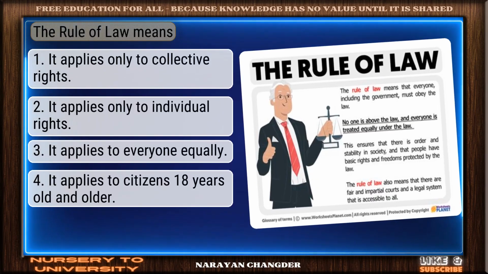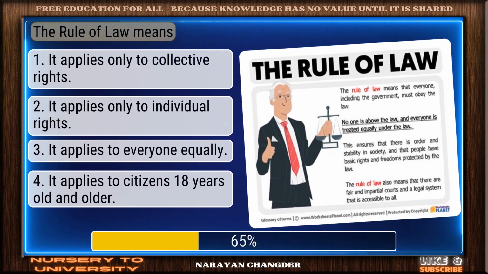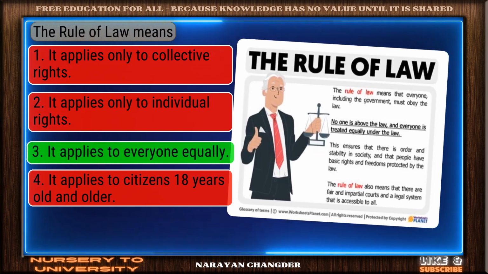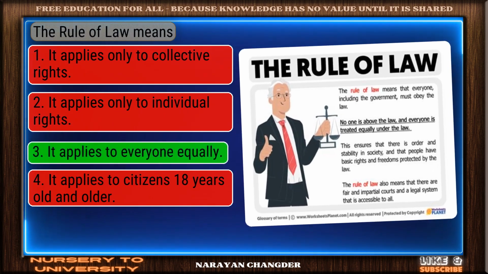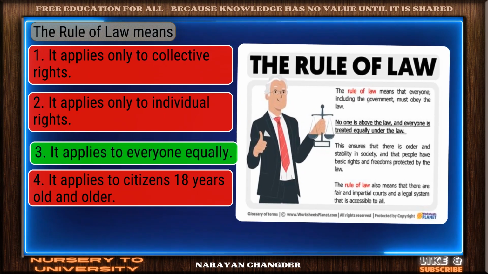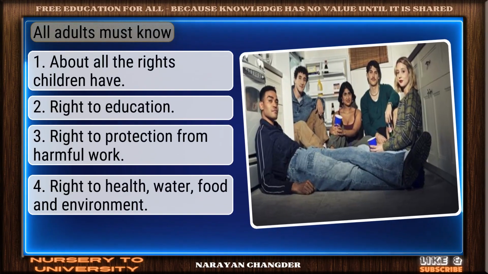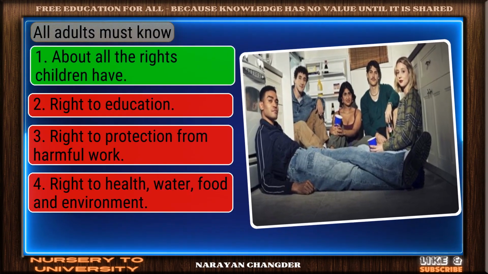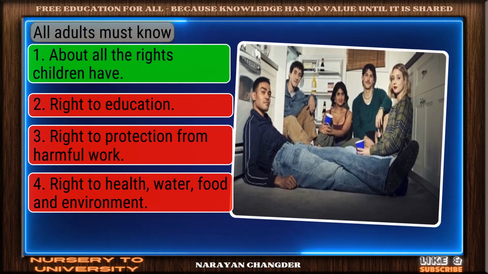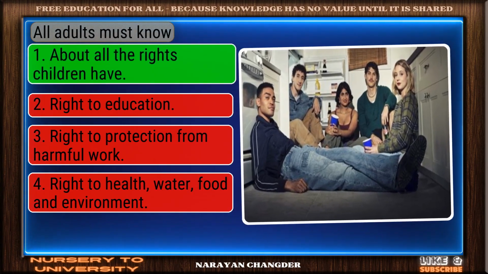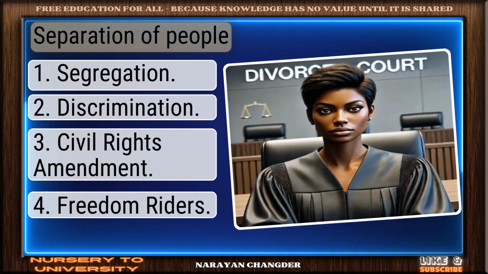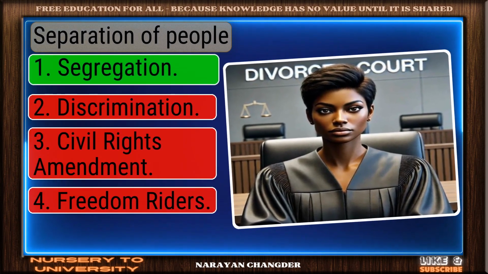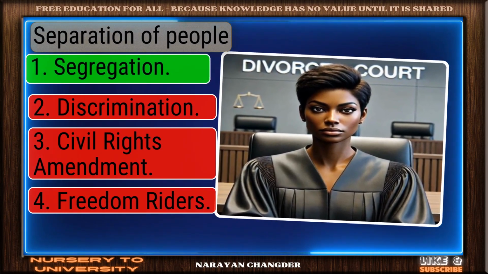The rule of law means... Nice work. You chose it applies to everyone equally, and it is correct. All adults must know... You chose about all the rights children have, and it is correct. Separation of people. Nicely done. Segregation is a solid answer.